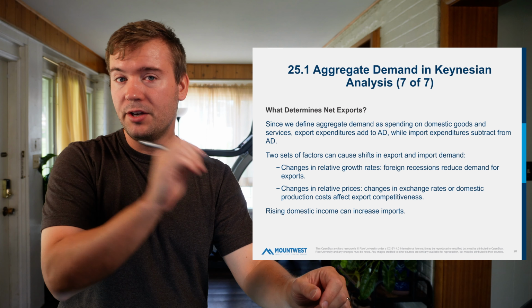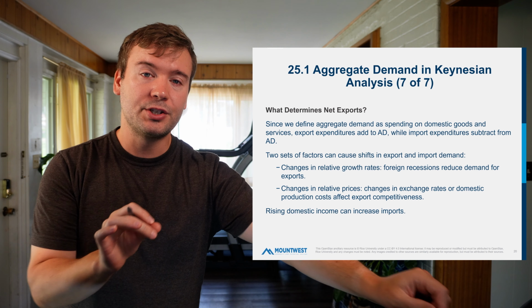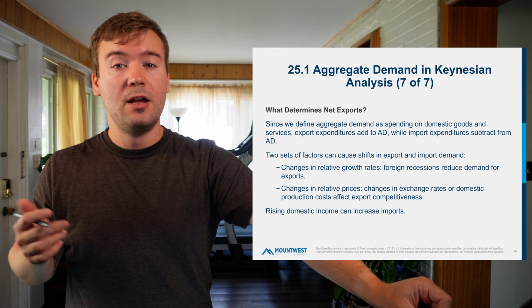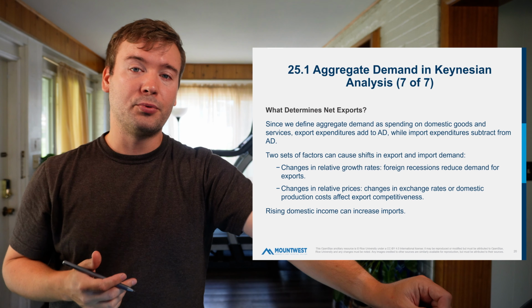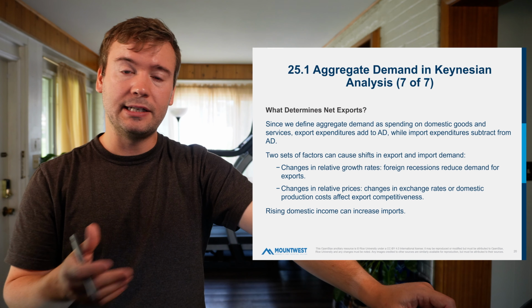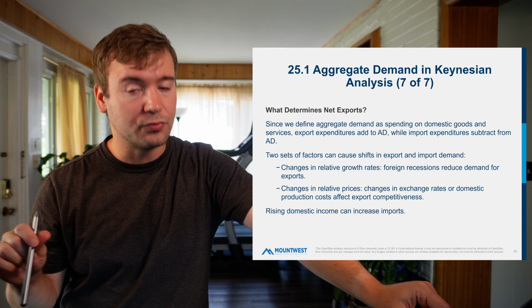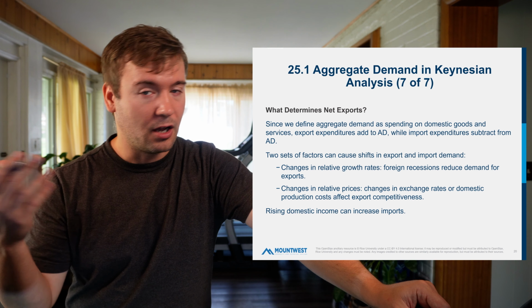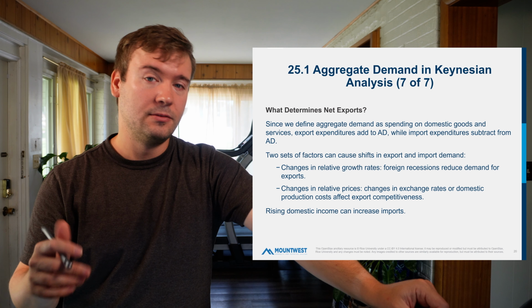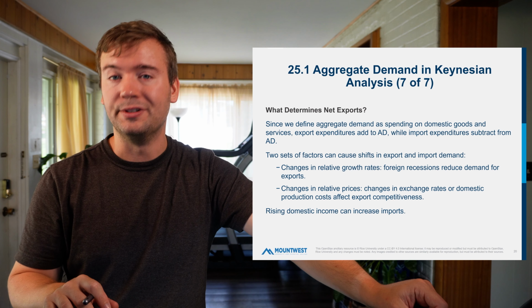Second, changes in relative prices between countries are also important here. If US goods become relatively cheaper compared to goods produced somewhere else, perhaps due to technological breakthroughs that reduce production costs or changes in exchange rates that make the dollar weaker, then US exports are likely to rise. And on the other end, if US goods become relatively more expensive, perhaps due to a stronger dollar, then exports are likely going to decline.